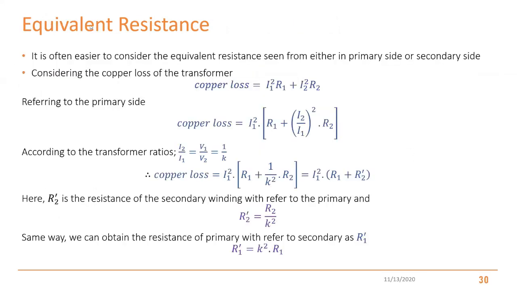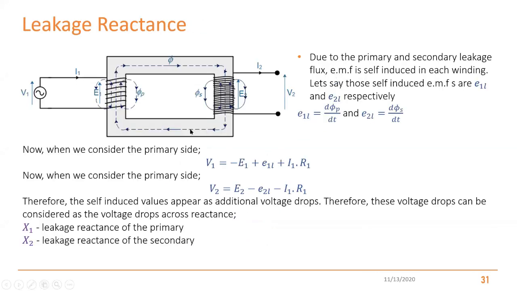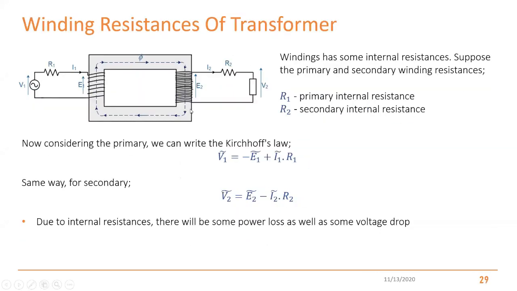Okay, so you can understand that there are two circuits in our system. If you consider here, we have two circuits, that is the primary circuit. This is the primary circuit.